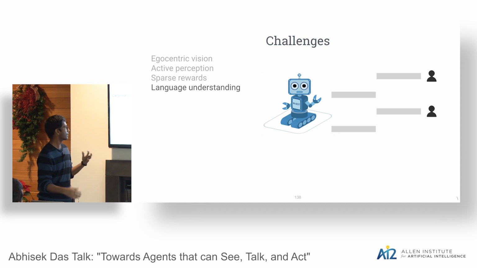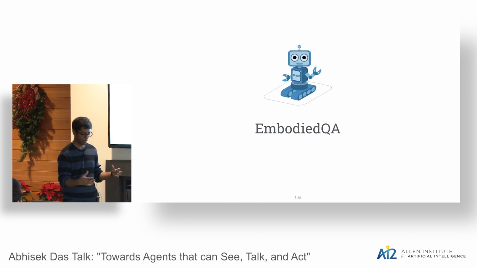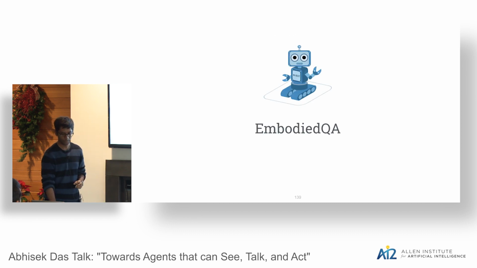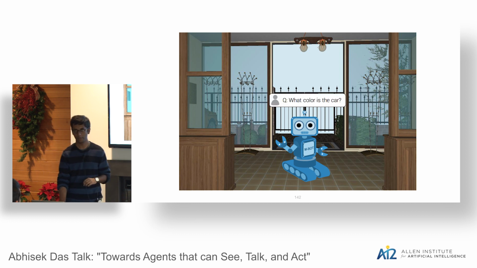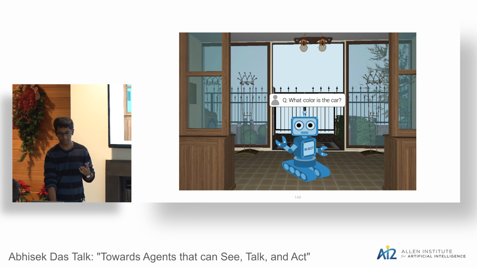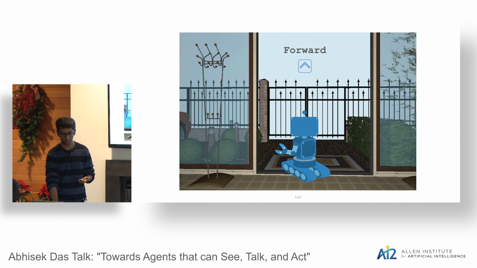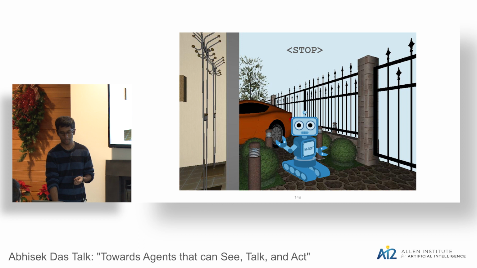And of course, it has to understand language to some extent, even though in our instantiation, the language is fairly simple, it's programmatic. So to study some of these problems together, we introduced the task of embodied question answering, which is that there's an agent that's spawned at a random location in an unseen environment, and it's asked a question, such as what color is the car? Its task is to understand the question, intelligently explore the environment to find the object the question asks about, and then respond back with the answer, which in this case is orange.